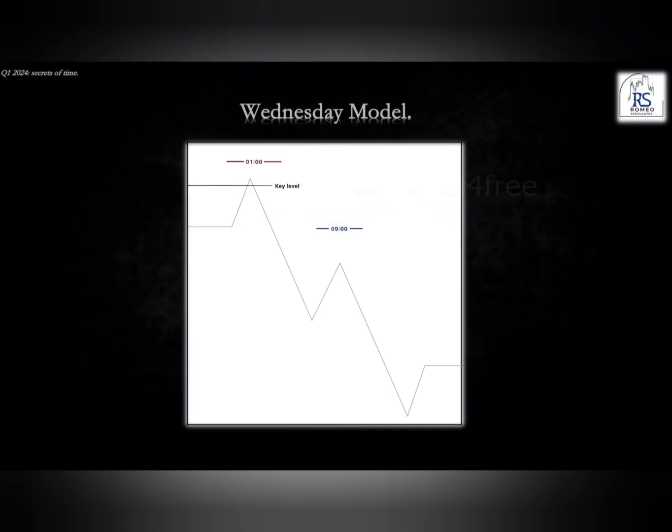This is a rough depiction of the Wednesday model. Opening time, rise to a key level, down to the opening price. The 1 o'clock candle creates the high of the day, and the 9 o'clock candle gives the retracement, protraction, and expansion. Price leg distribution number 1, protraction distribution number 2. That in itself was a model just now.